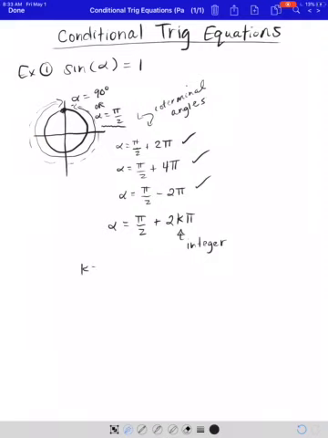What if k was, say, equal to 3? Well, then our solution would look like pi over 2 plus 6 pi, which again is still coterminal to all of these angles at the top of the unit circle.